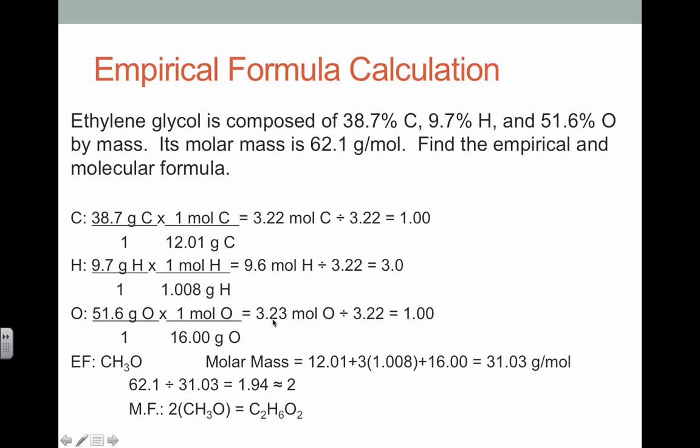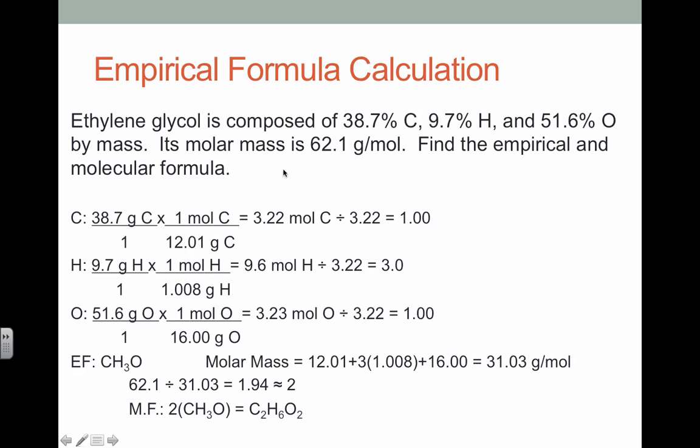3.22, 9.6, and 3.23. Then what we do is we divide everything by the value that's the least, which is the 3.22. We get 1, of course, and about 1 for the other one, for oxygen. And for H, it ends up being about 3. So the empirical formula, which is EF, is CH3O.